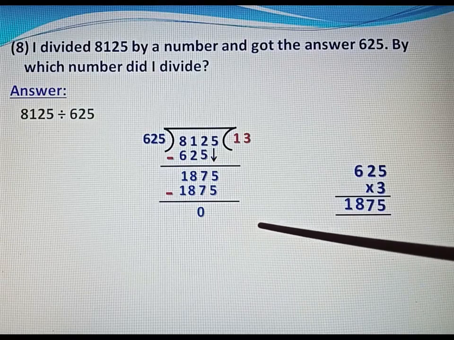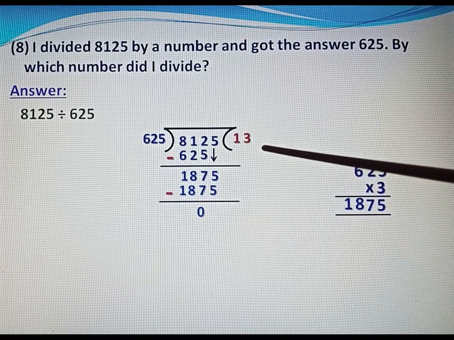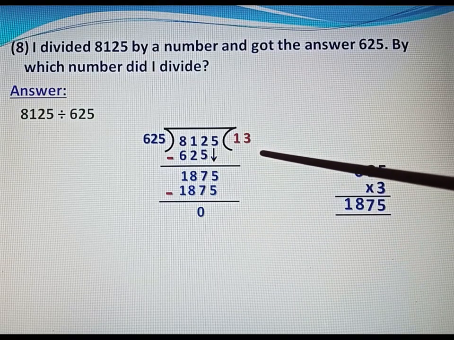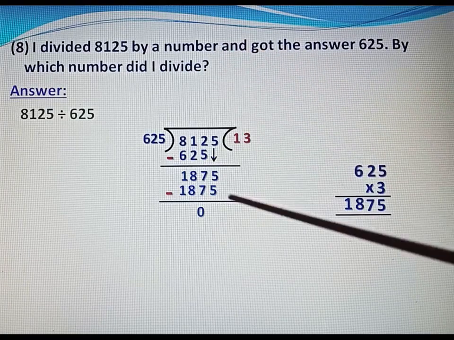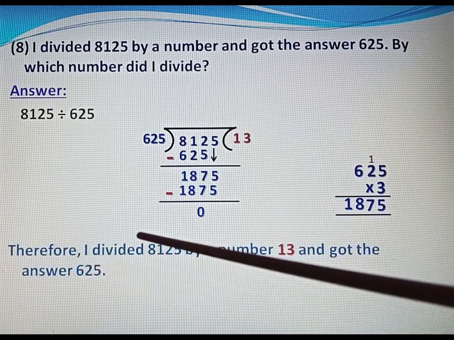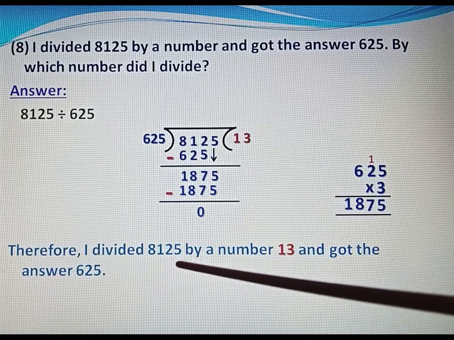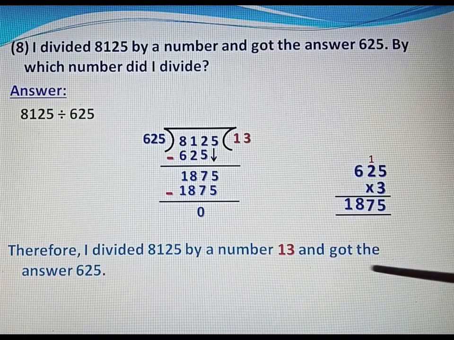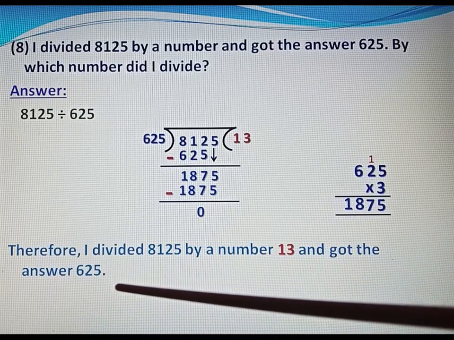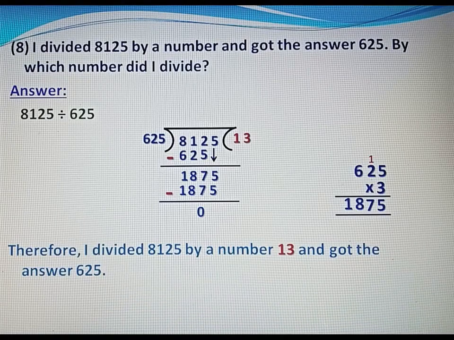Hence, the remainder is 0 and this quotient is 13. This quotient is 13. It will become the divisor in this question. Therefore, I divided 8125 by the number 13 and got the answer 625. These were the solutions of lecture number 6.